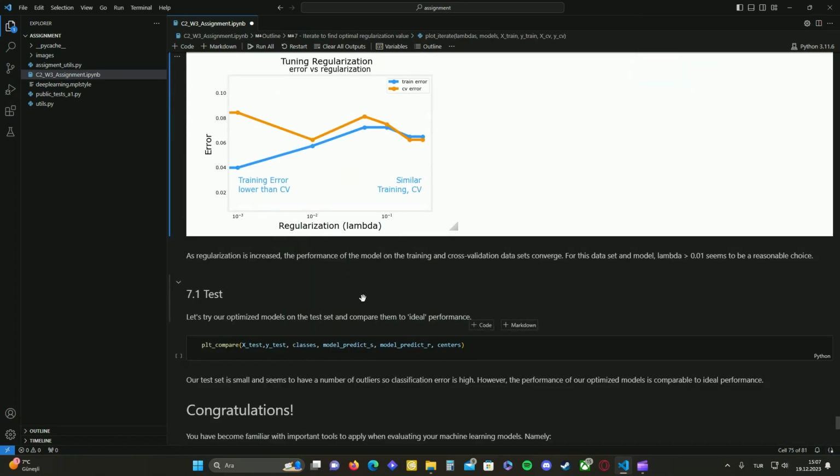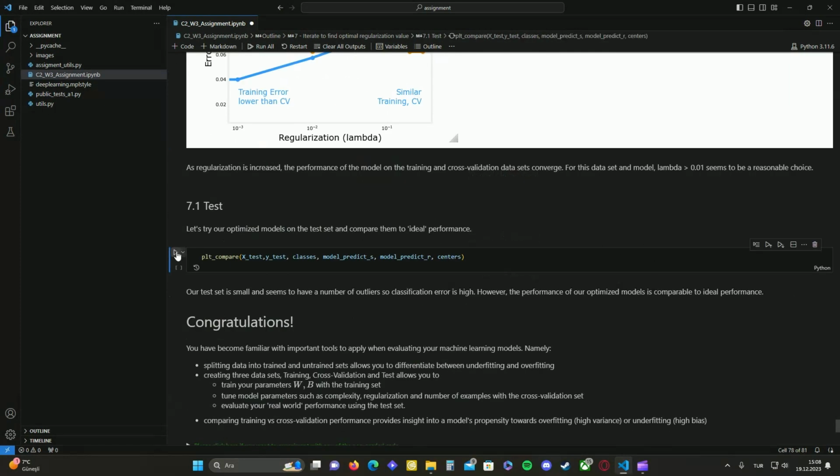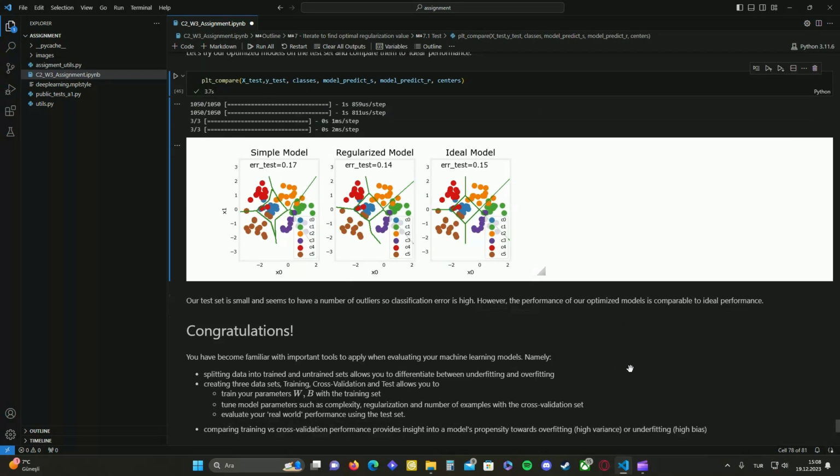Let's plot. As regularization increases, the performance of the model on the training and cross-validation datasets converge. For this dataset and model, lambda greater than 0.01 seems to be a reasonable choice. Let's test our optimized model on the test set and compare to the ideal performance. Our test set is small and seems to have a number of outliers, so classification error is high. However, the performance of our optimized model is comparable to ideal performance.